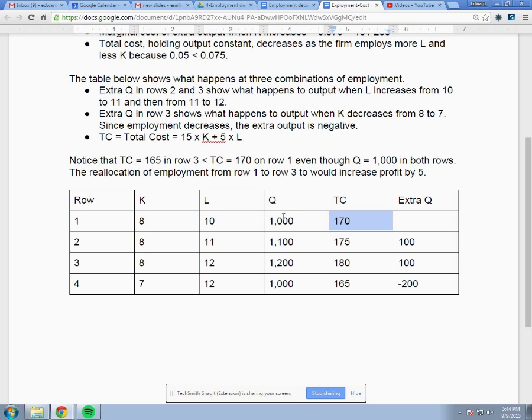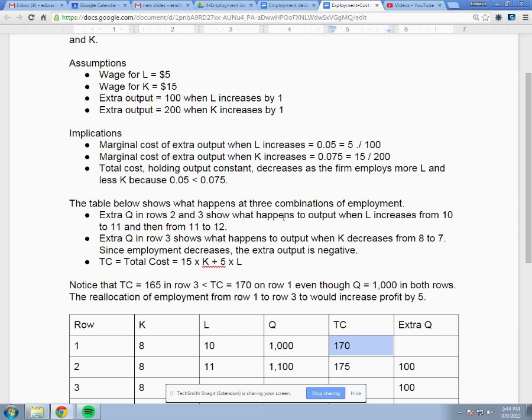I submit to you that the answer is yes. Since the marginal cost of extra output is lower for L than for K, the firm can reduce total cost by employing more L and less K. Let's work through an example to see if we can make that happen.